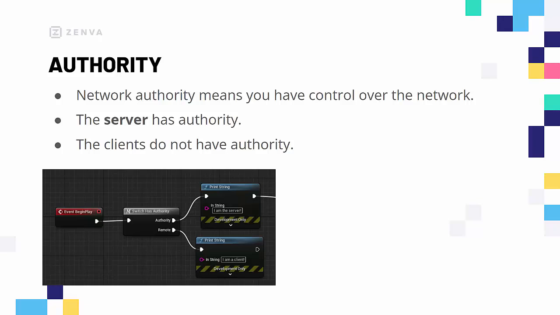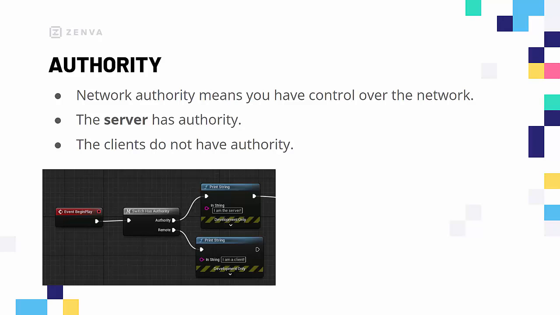Another thing we want to look at is authority. Authority is going to pop up every now and then, and having network authority basically means you have control over the network, or essentially, you are the server. So the server has authority, whereas the clients do not have authority. And this is basically something you might want to check.